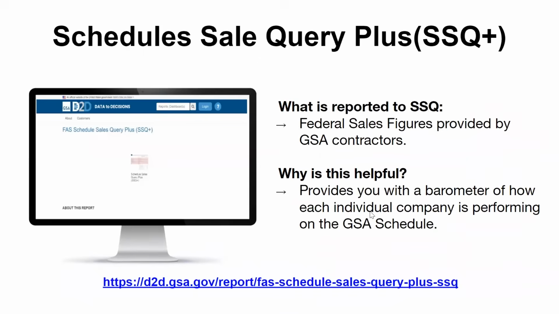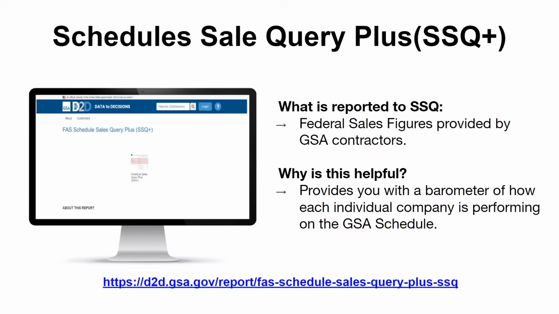There's also the Schedule Sales Query Plus database. And what that database does is it provides sales figures reported by GSA contractors on the GSA schedule. So every quarter contractors have to submit their sales, which is how much they've made against their GSA schedule. Michelle, that's quarterly, right? Michelle and Brian? Yes, that's quarterly. Okay. So thank you very much.